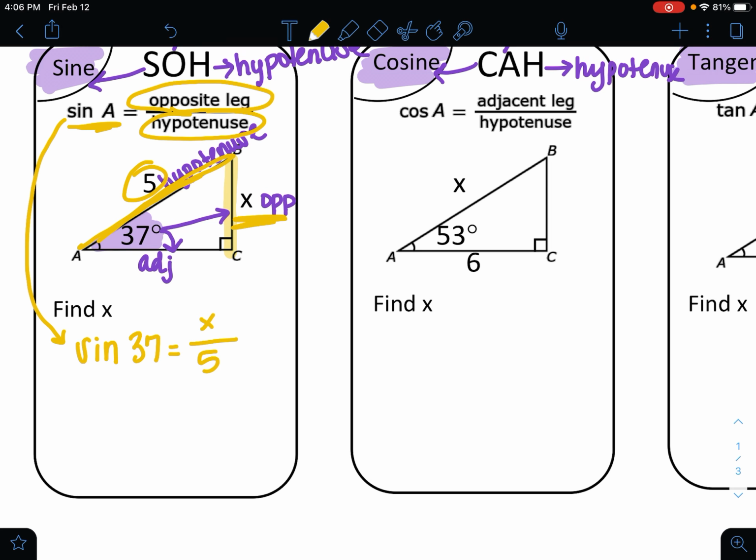Okay, so now that you have that, you just need to get x by itself. The first step is to label your triangle. The second step is to set it up. Then your third step is to get x by itself. So x is over here.